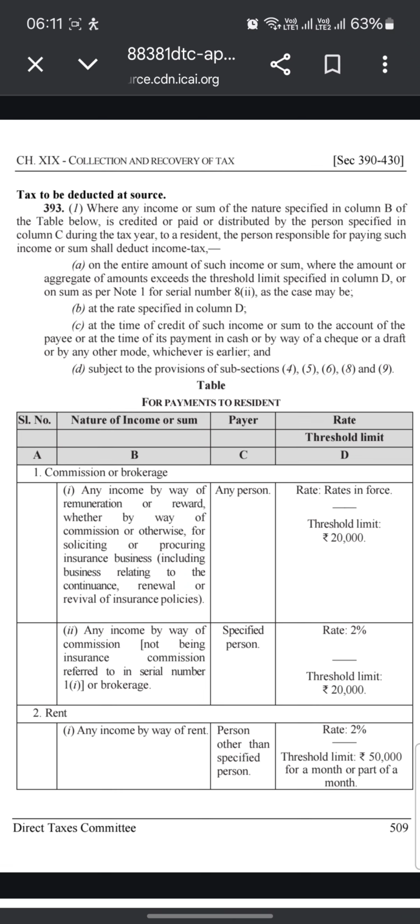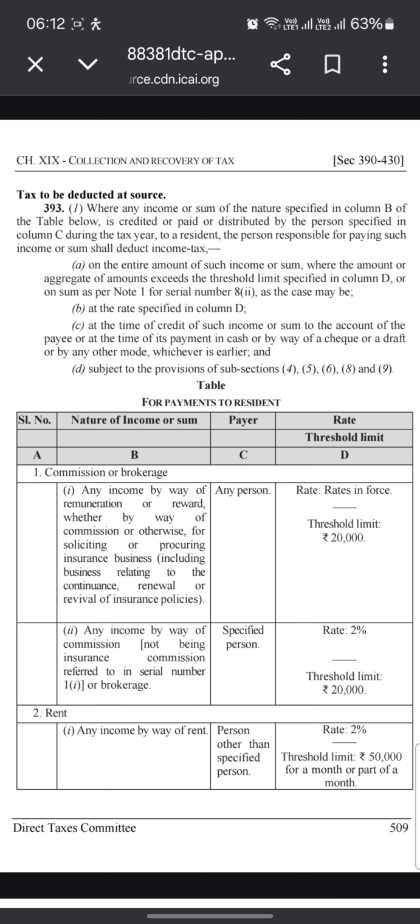You can see the table here and column B, meaning the nature of income credited or paid or distributed. The payer is specified in column C. This is the type of person who is making the payment. What is their type? Is the payer an HUF, a family, a company, a trust, an AOP, or a society? You have to decide what the nature is.